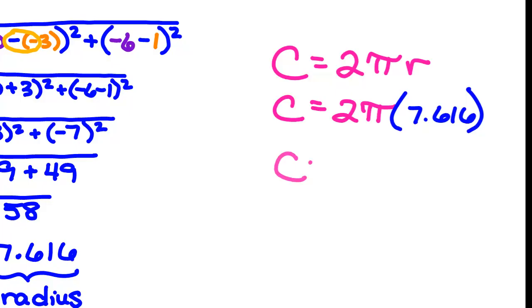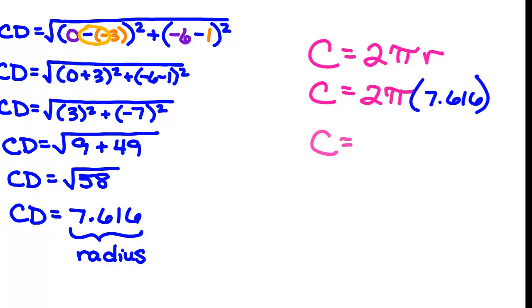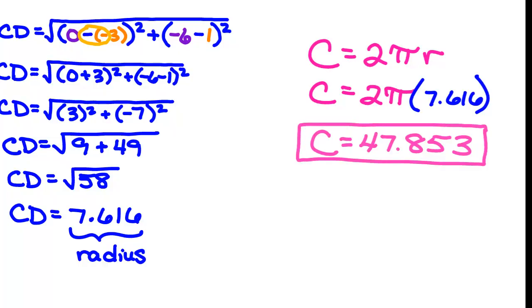Make sure you're using the pi button on the calculator. If you don't know where to find that, please let me know. On my yellow calculators, that is located 2 buttons underneath the green second key. That's where our pi button is. What do we get when we do 2 pi times 7.616? 47.853, yes. So there's our circumference.